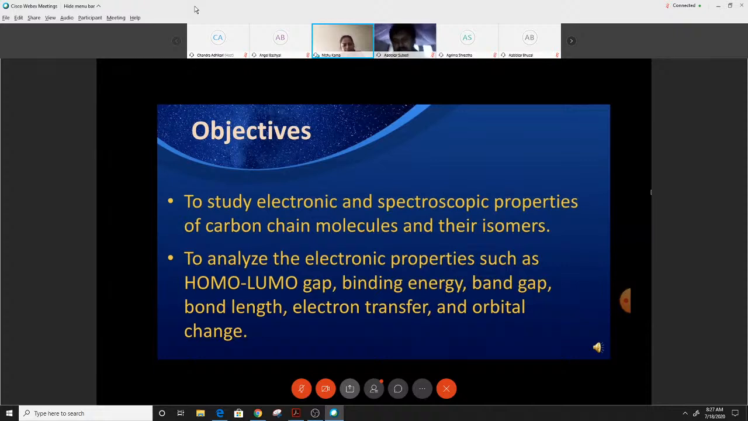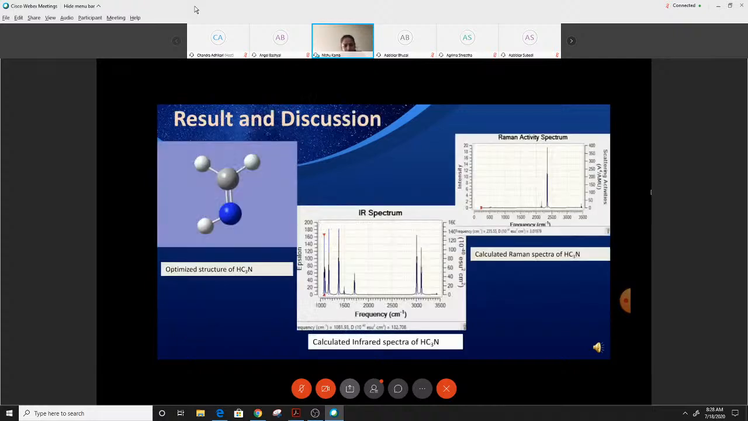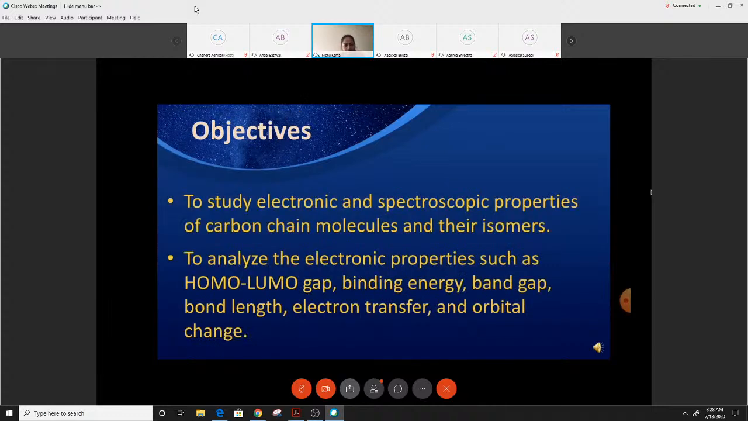The objective of this research is to study electronic and spectroscopic properties of carbon chain molecules and their isomers, to analyze the electronic properties such as HOMO-LUMO gap, binding energy, band gap, bond length, electron transfer, and orbital change, as well as to find answers to some questions like what is the interstellar medium and what is the significance of interstellar dust. And we can identify a molecule using its spectrum.